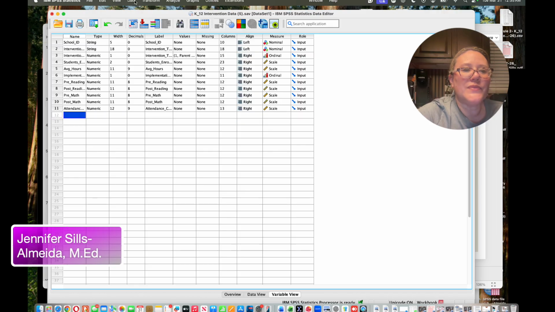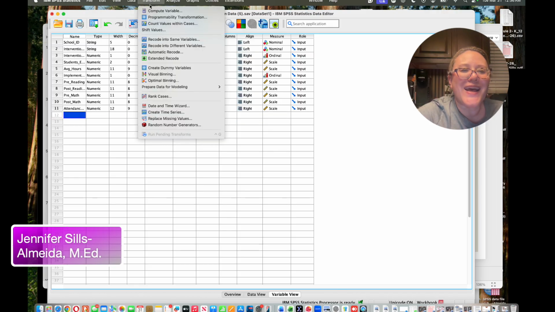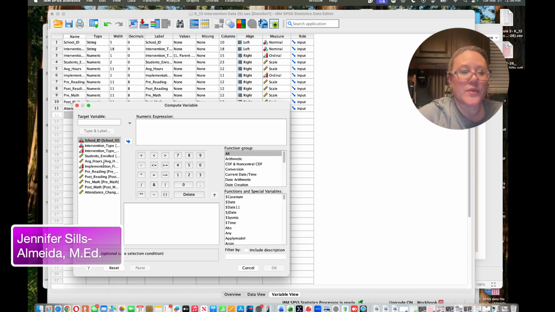So it's all brand new, and we're going to go to Transform. Next we're going to go to Compute Variable. What we're going to be doing is creating our own variable, the variable that we had, which would be difference in math. So we're going to name it diff math.